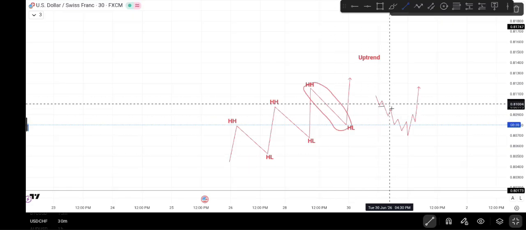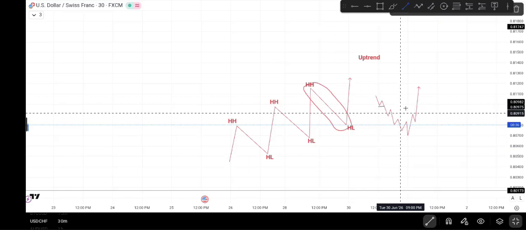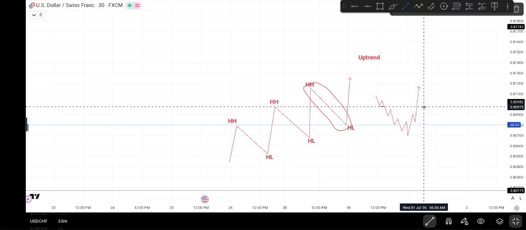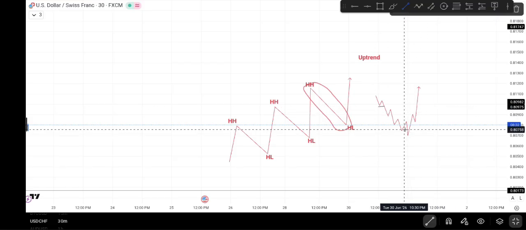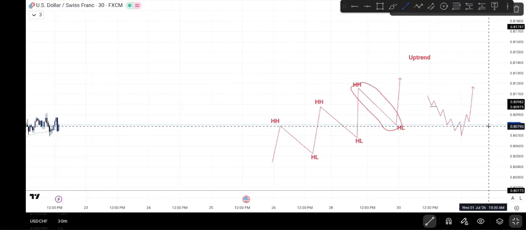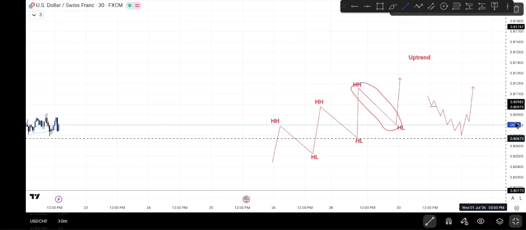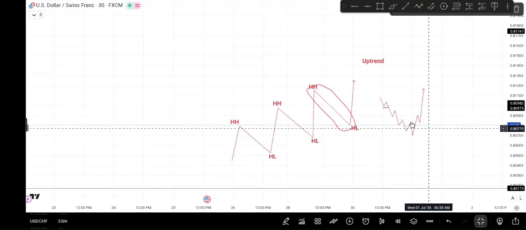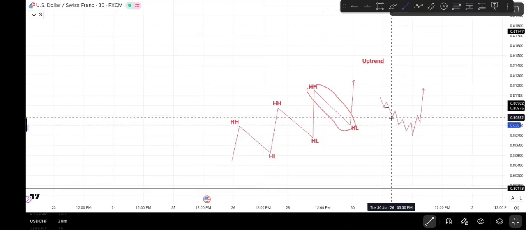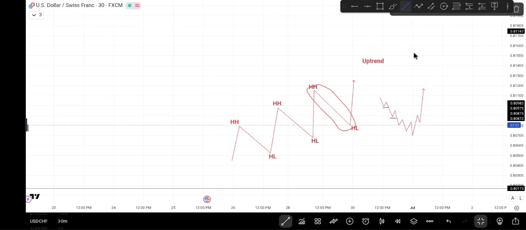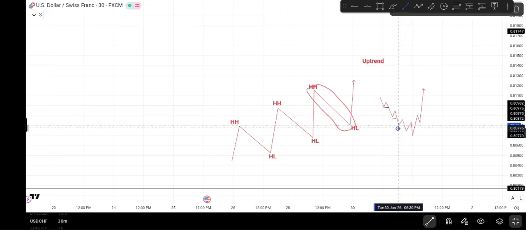Within those swing structures, if you drop down to a lower time frame, so the 1 hour or 30 minute time frame, we expect to see minor structures. Those minor structures tend to give us a clearer market direction. If you look clearly, this is a minor structure, forming lower highs to the downside.